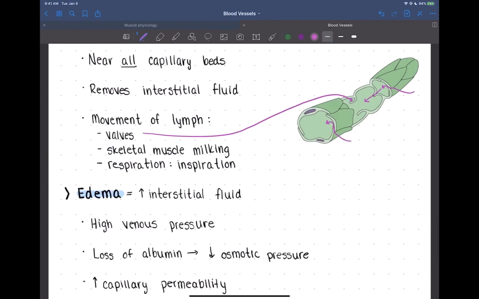Okay, so they also rely on skeletal muscle milking and inspiration, right? So breathing and creating that negative pressure. So movement of lymph through a lymph vessel is very much the same as movement of blood through a vein. Okay? All right, so we'll talk more about those lymph vessels when we do our lymphatic system chapter.